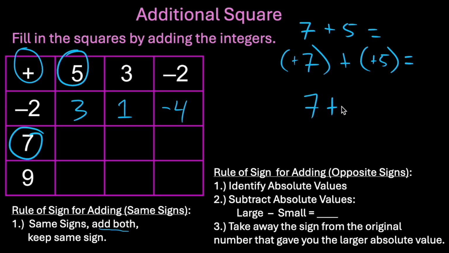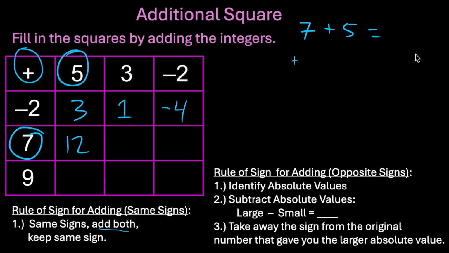So 7 plus 5, that's 12. So the answer is 12, or +12. Let me go ahead and write that into the box for 7 plus 5. All right, next problem.